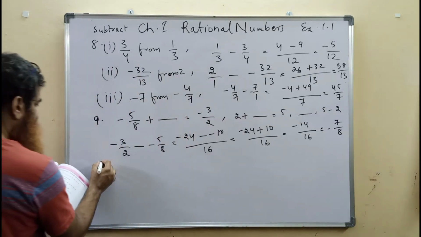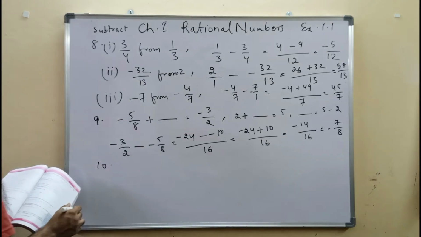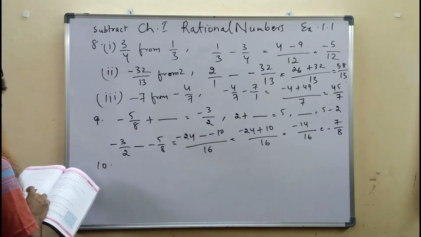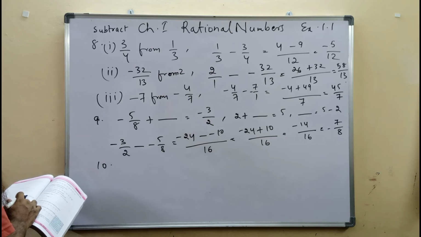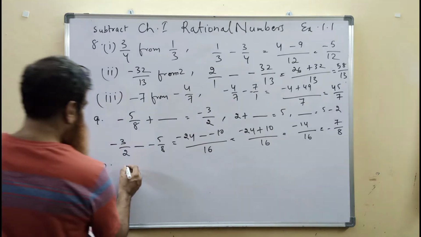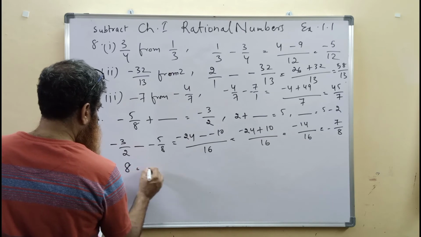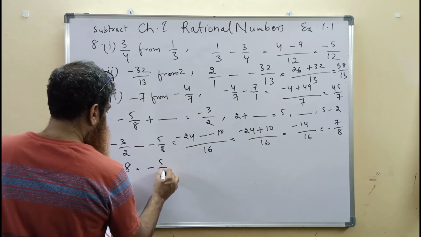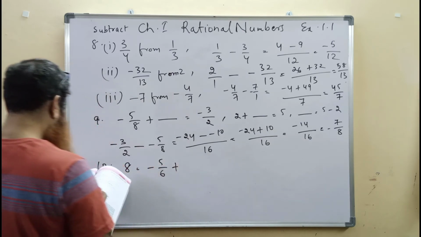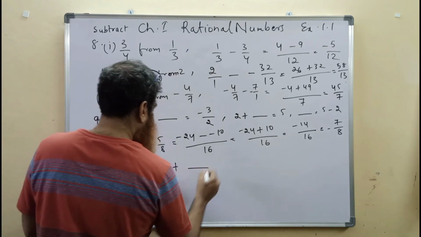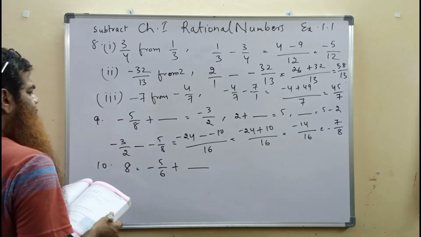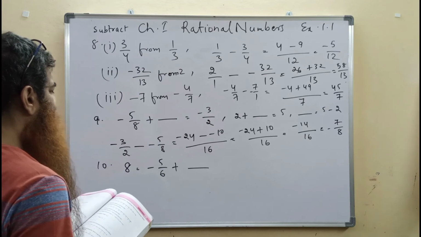The 10th one: the sum of two rational numbers is 8. If one of the numbers is minus 5 by 6, that is, 8 is equal to minus 5 by 6 plus dash.